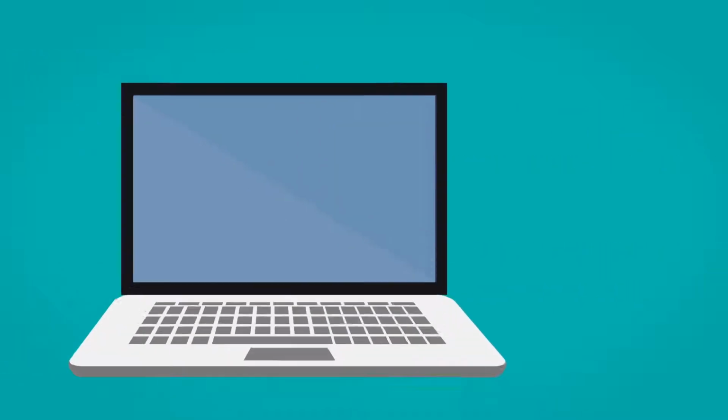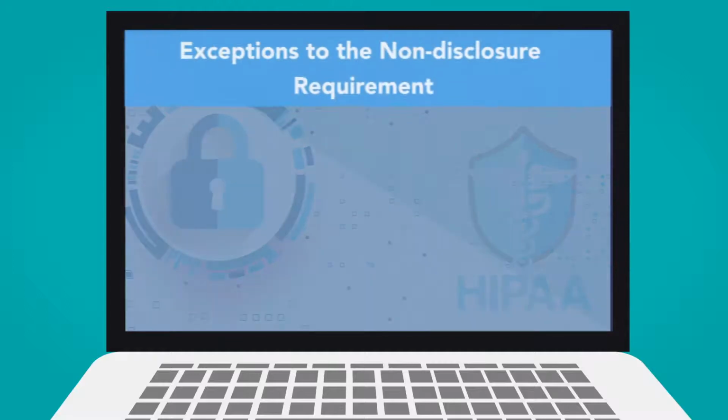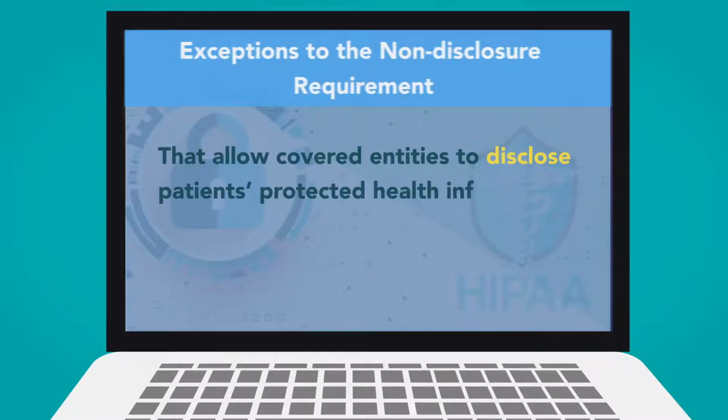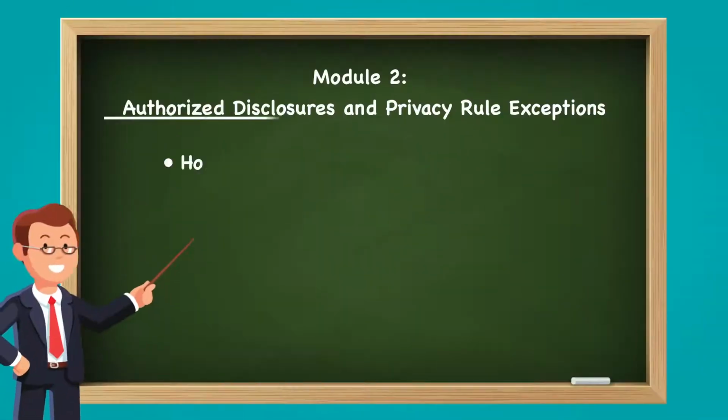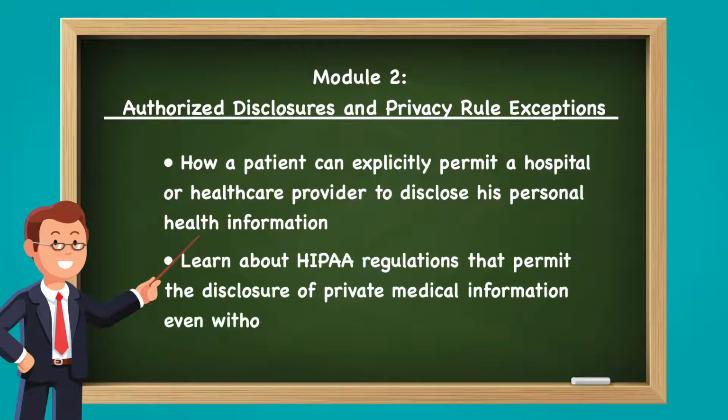While privacy is a major concern of the Health Insurance Portability and Accountability Act, there are more than 10 exceptions that allow covered entities to disclose patients' protected health information without patient approval. In this module, we explore how a patient can explicitly permit a hospital or healthcare provider to disclose his personal health information, and learn about HIPAA regulations that permit the disclosure of private medical information even without the patient's approval.